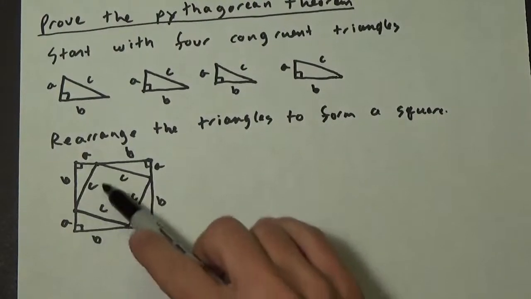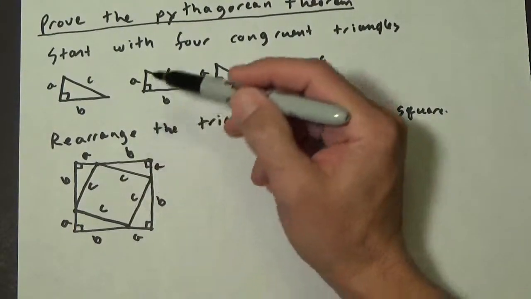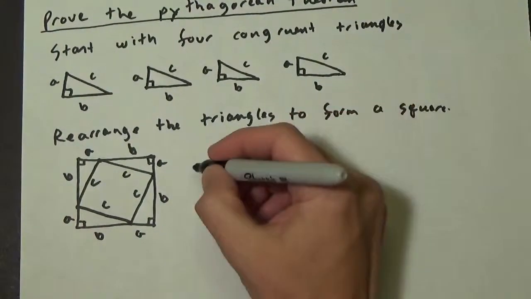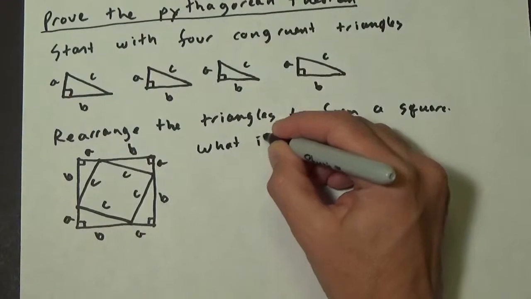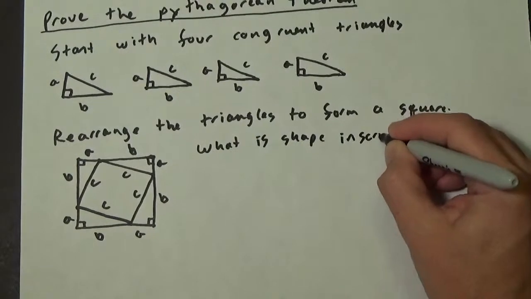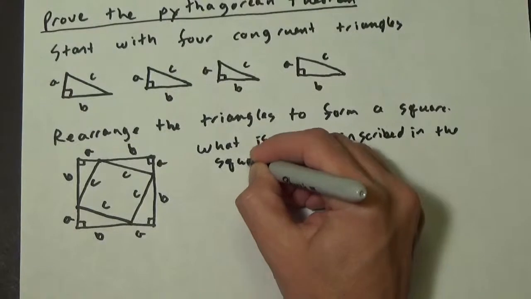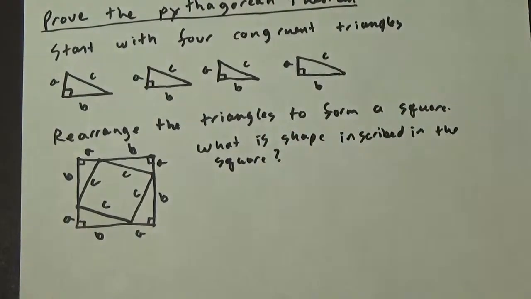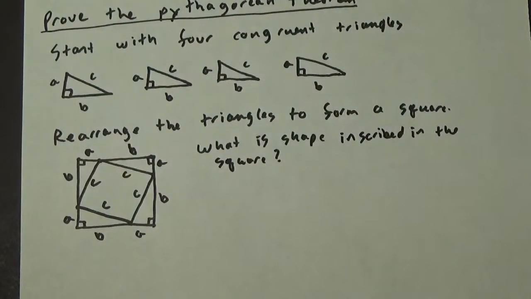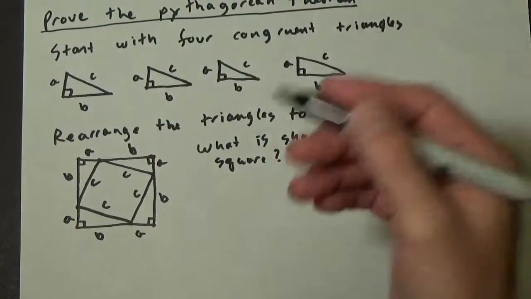Now, of course, the next question is, what's the shape inside? So we have this side here with all the C's, that shape. I didn't draw it very well. What is the shape inscribed in the square? Okay. Now we know, because all the sides are congruent, that it's at least a rhombus. But the question is, is it another square?